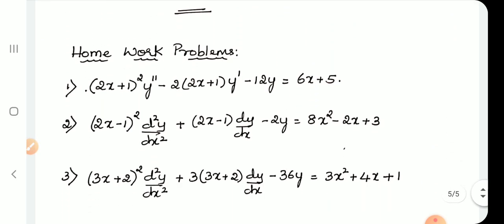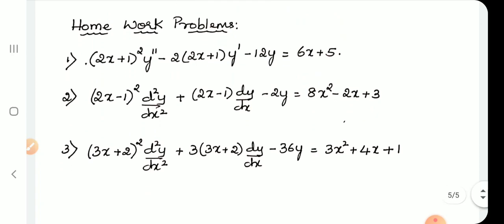For practice, you can do these 3 problems and check whether you get the answer correctly.